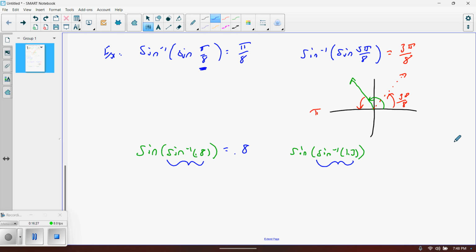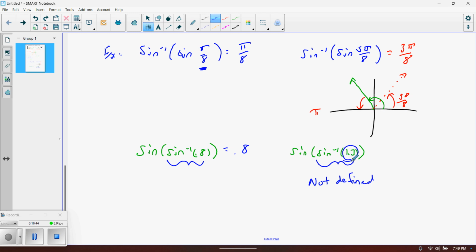This is just not defined. There is no solution to this. And it's because you cannot get a 1.3 out of doing a sine value. Just not possible. So you do have to kind of look for things like that.